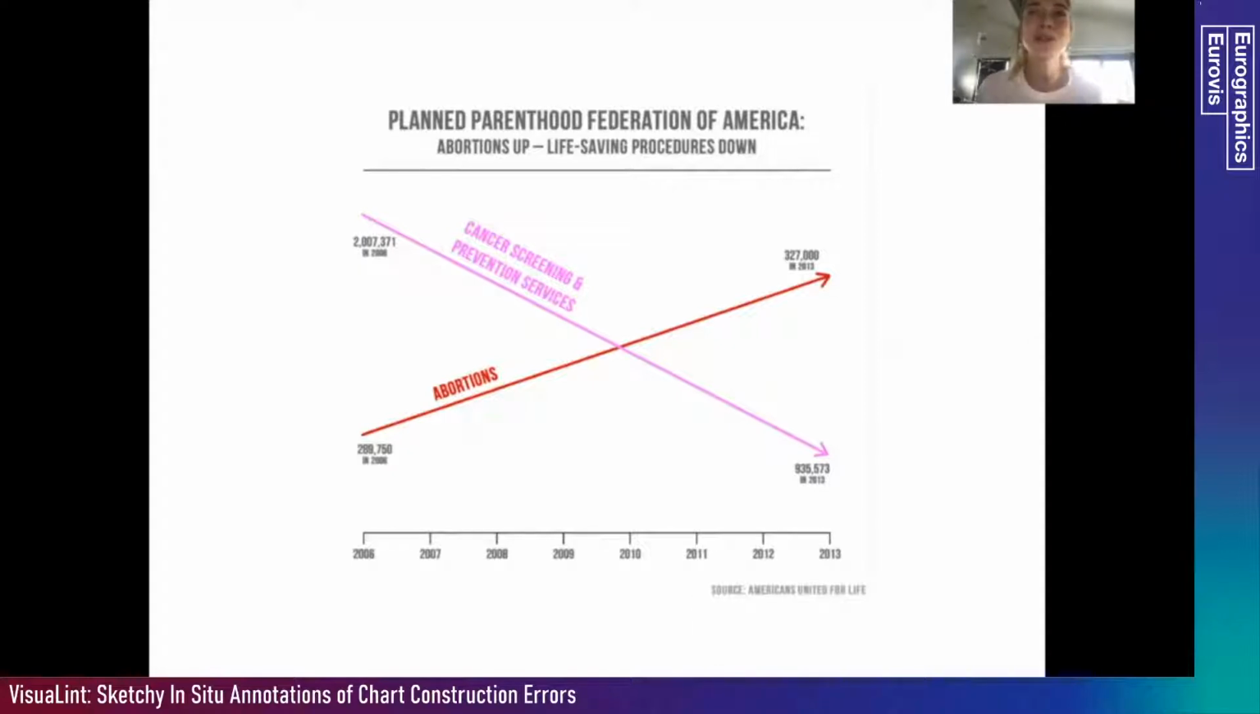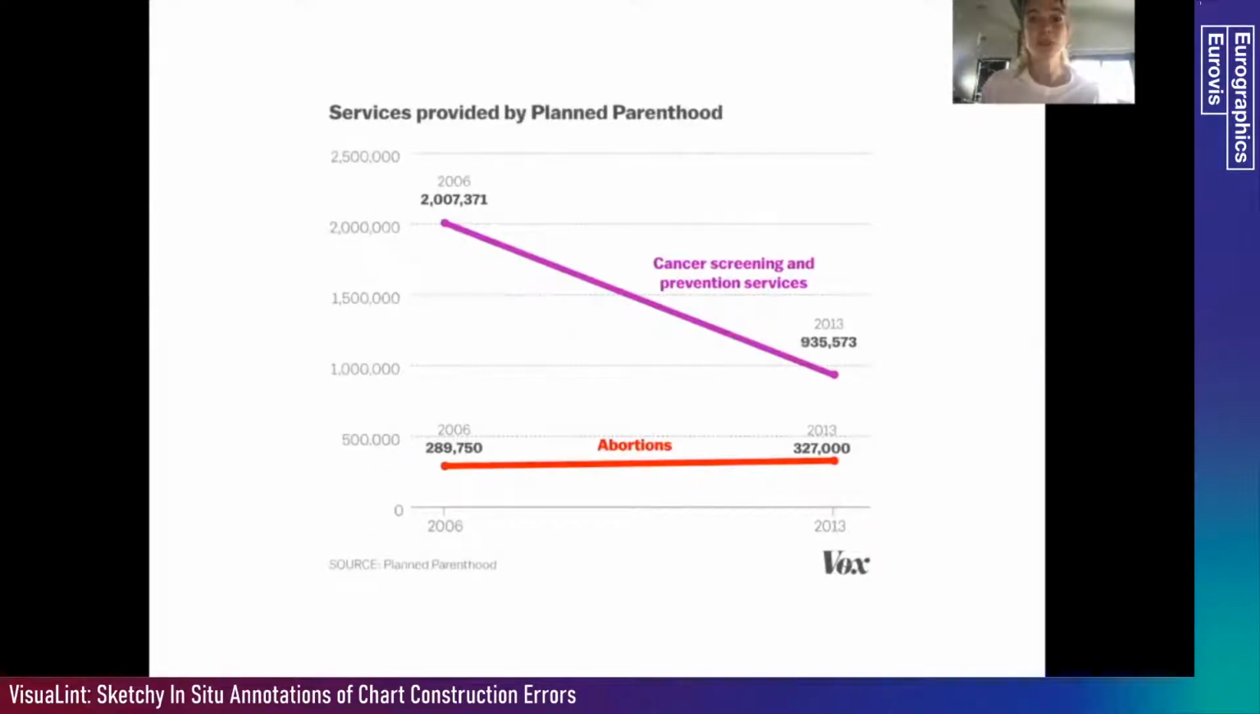Why is 327,000, the number of abortions in 2013, higher than 935,573, the number of cancer screenings also documented in 2013? In case it was missed, 327,000 is a smaller value than 935,000. You wouldn't be the first to notice these discrepancies. This was Vox's response to what turned out to be a truly very subtle dual axes. It's quite different, isn't it?